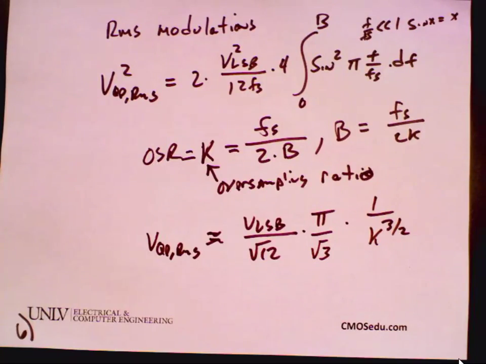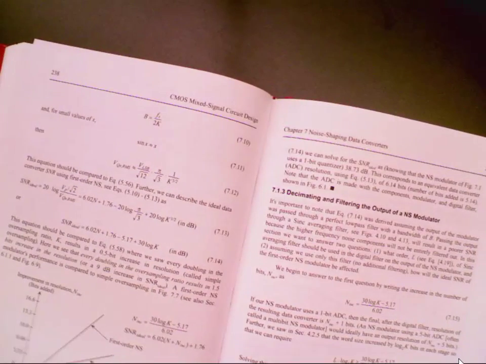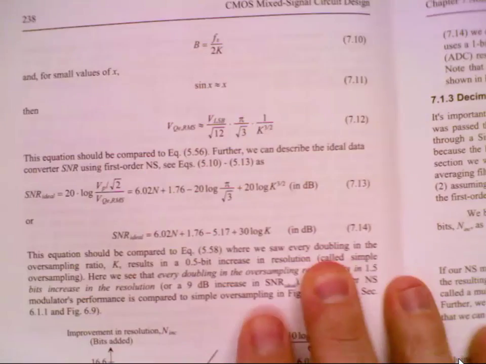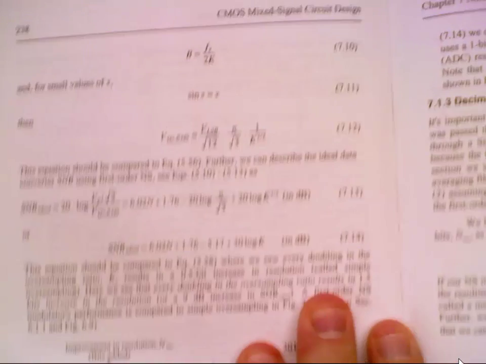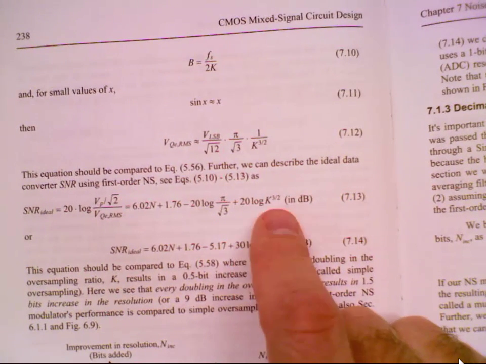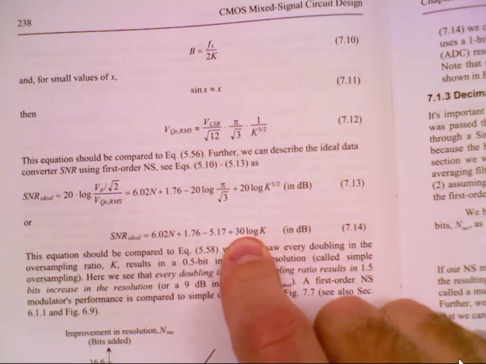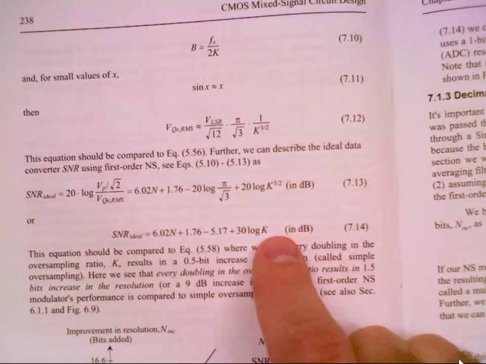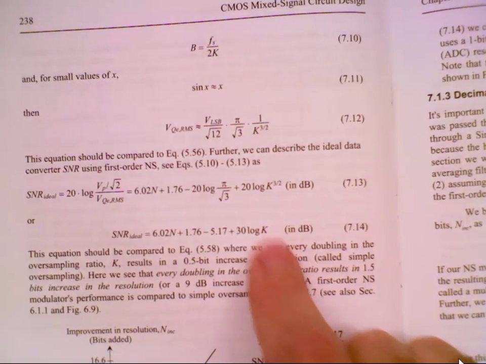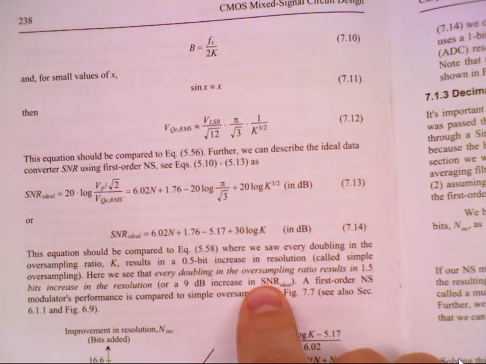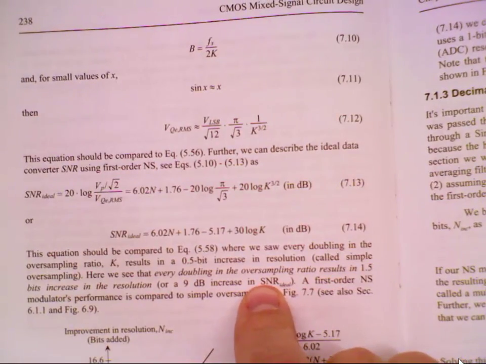So now, more importantly, if I look, I'll just put the book up there for this. If I look at what happens, and again, hopefully she'll cover some of this in her dissertation defense, because it's background stuff. If I look at this, and I ask, well, what happens? I get 30 log of k. So what that means is, for every doubling in k, I get 1.5 bits increase in resolution, or 9 dB increase in SNR. Okay, so that's pretty significant.